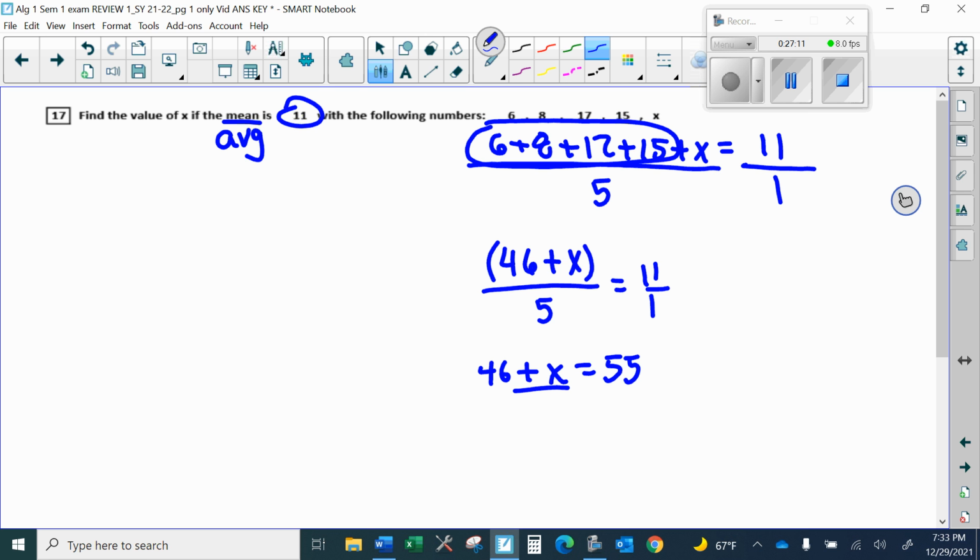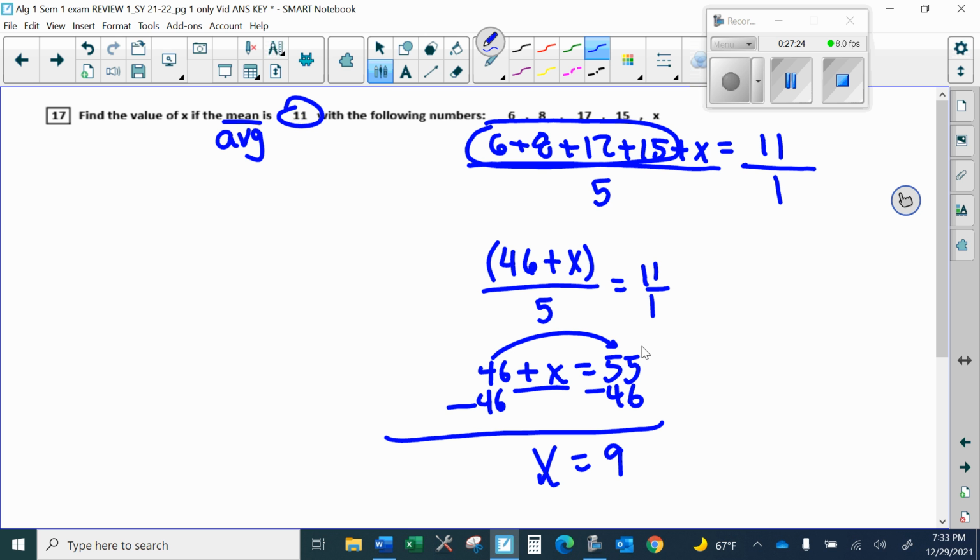The coefficient on the x is positive, so it stays there. So I'm moving the constant across, minus 46 on both sides. And there's my answer. X equals 9. 46 plus 9 is 55. So x is 9. That will make the mean to be 11.